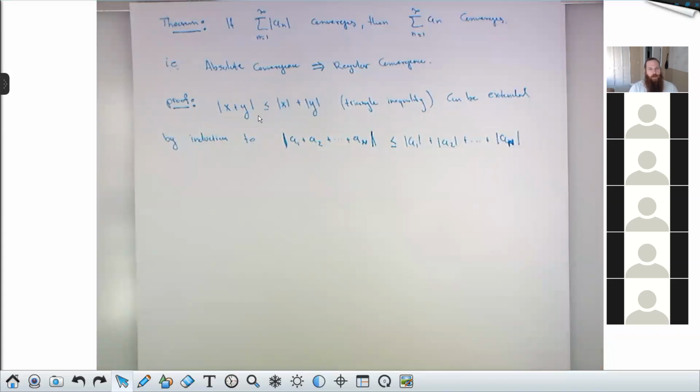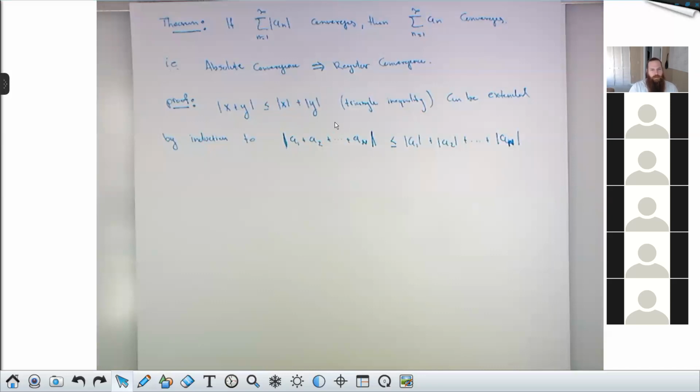Like if you plug in 1 and 1, then you get over here the absolute value of 2, and over here you get the absolute value of 1 plus the absolute value of 1, and both of those are 2. If you plug in 3 and 5, or pi and 7, if x and y are both positive or both negative, then this and this are equal.